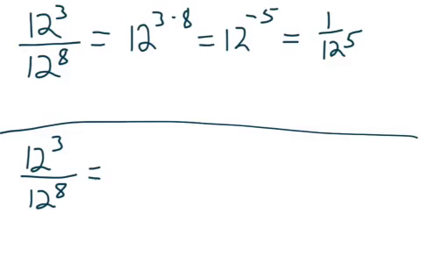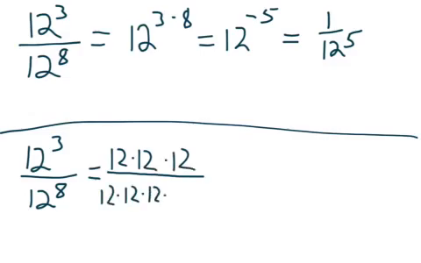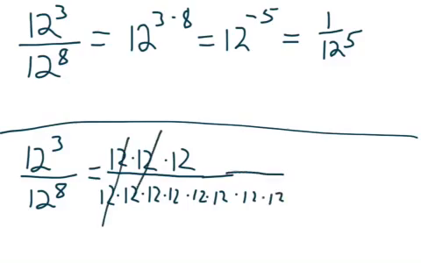So take a look at another way to do it. If I were to write this out, this would really be 12 times 12 times 12 over 12 times 12 times 12 times 12 times 12, I'm going to run out of room, times 12, 1, 2, 3, 4, 5, 6, times 12, times 12. And again, cross them off, cross them off, cross them off.